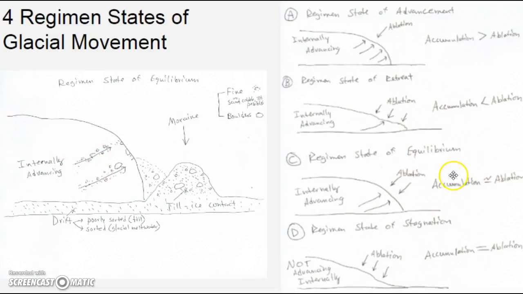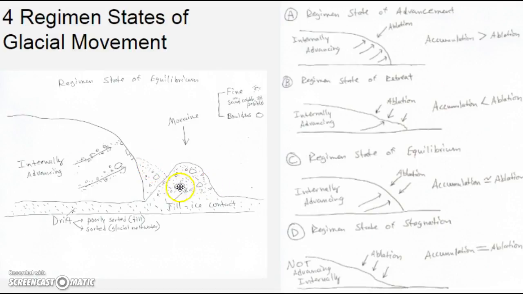Well, in the regimen state of equilibrium, we say that the accumulation back here, way back where it originates, is about equal to the ablation and the net loss. So if it's still internally advancing, it's cranking out sediment that's going to build up. In this case, we're going to be forming a landform called a moraine.